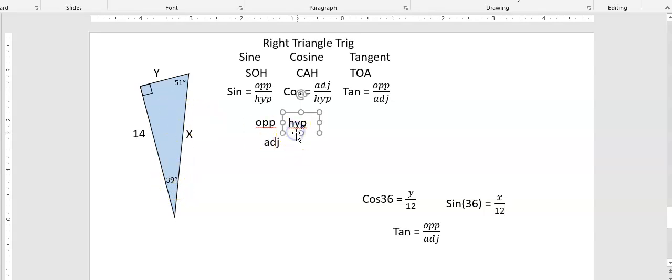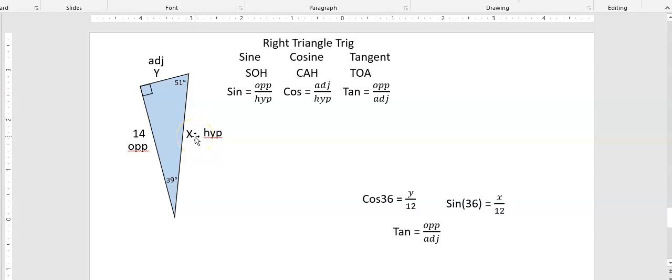So the hypotenuse is the hypotenuse. It's always opposite the 90. It's the opposite and adjacent that change depending on which angle you use. So since I'm using the 51, opposite is here. Adjacent is next to it. So opposite is across, adjacent is next to. If I had used the 39, opposite would be on that side and adjacent would be on this side. So it depends on which degree. So I am focused on the 51.